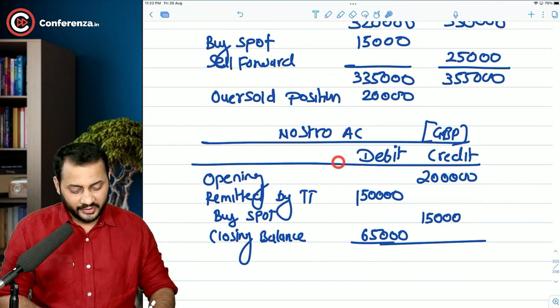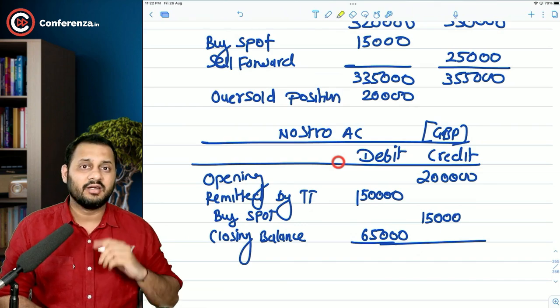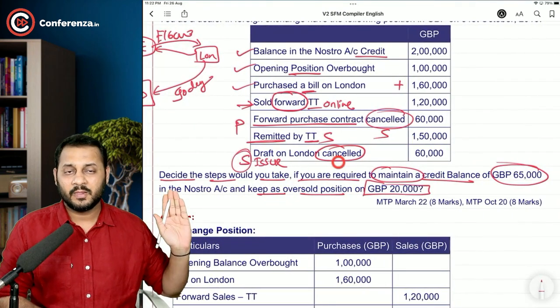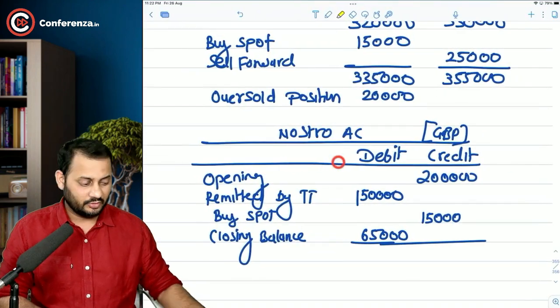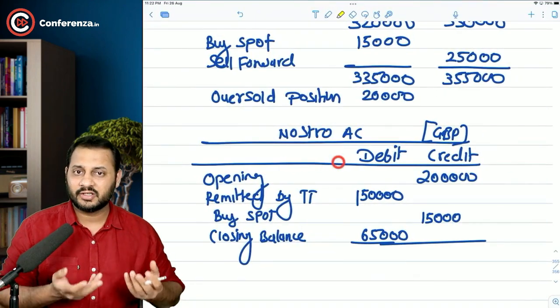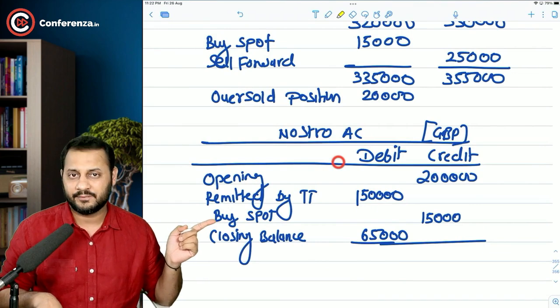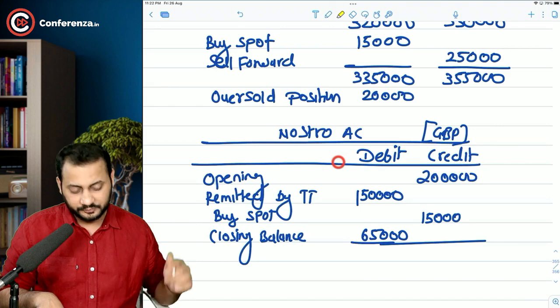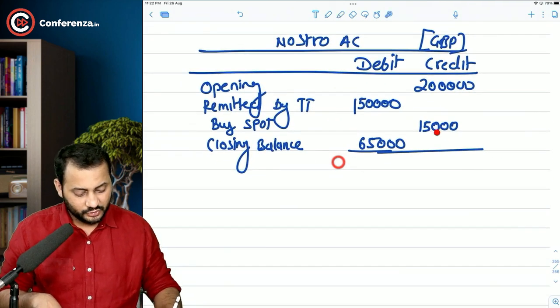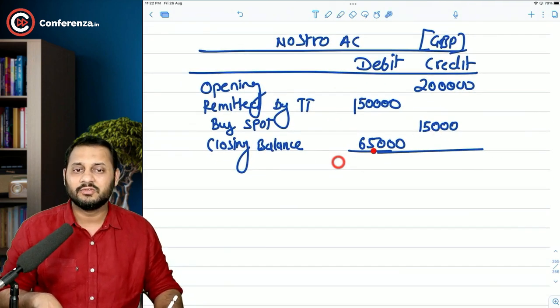So in order to bring the cash flows to the required level, the question asked us to keep the balance of 65,000 in the nostro account. Affecting the nostro account means affecting the real cash flow. So we bought at spot. If we buy at forward, the nostro account doesn't get affected. And we bought so much of the amount so that the total balance will become 65.